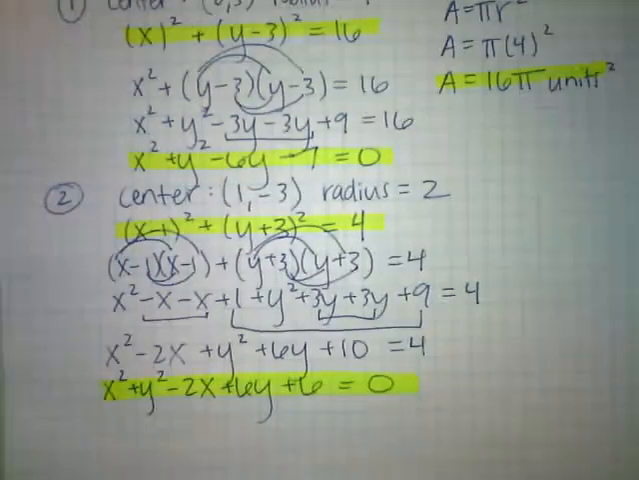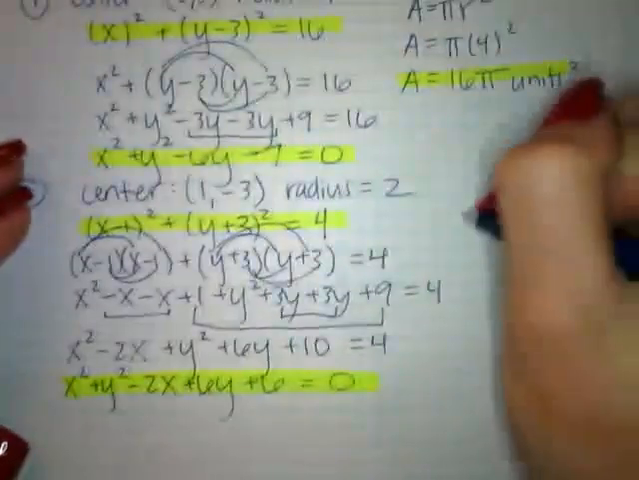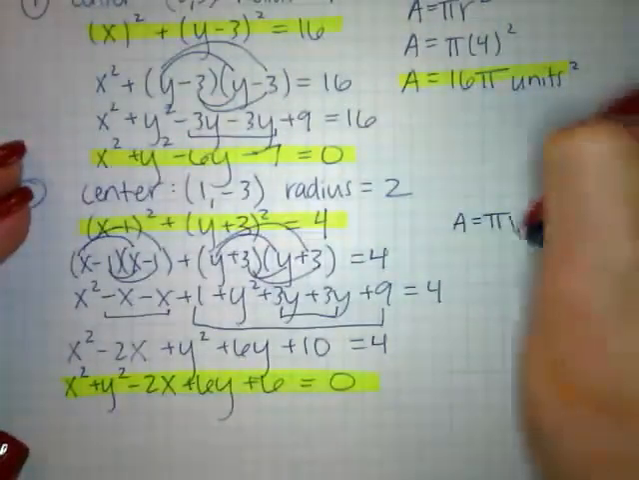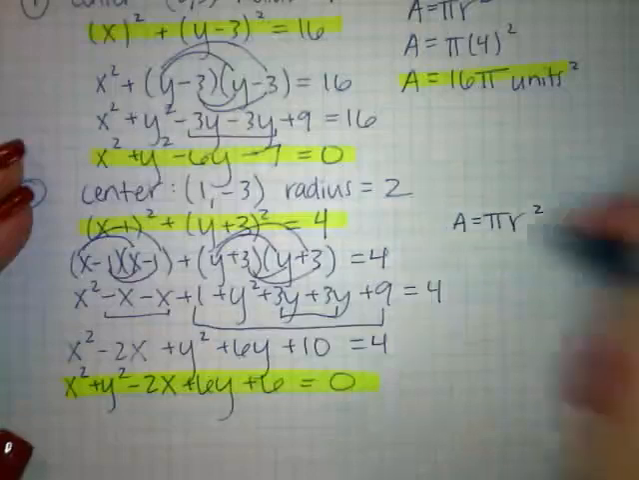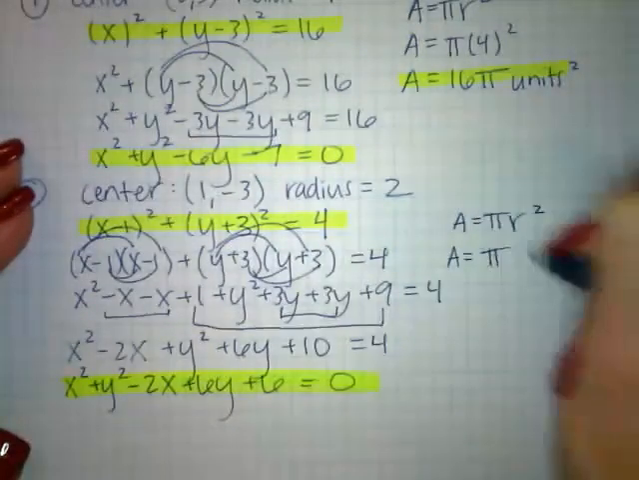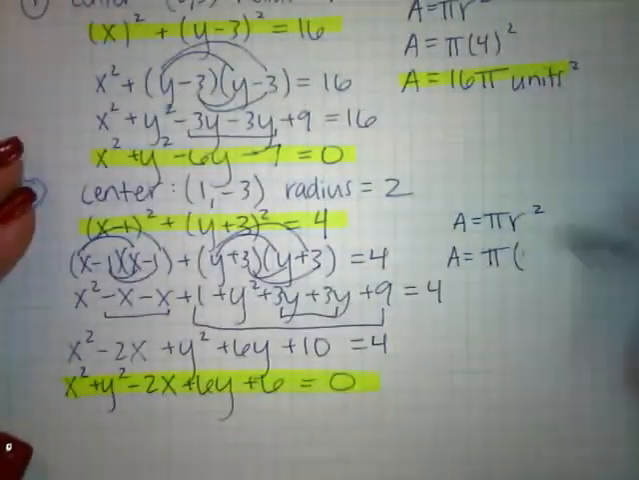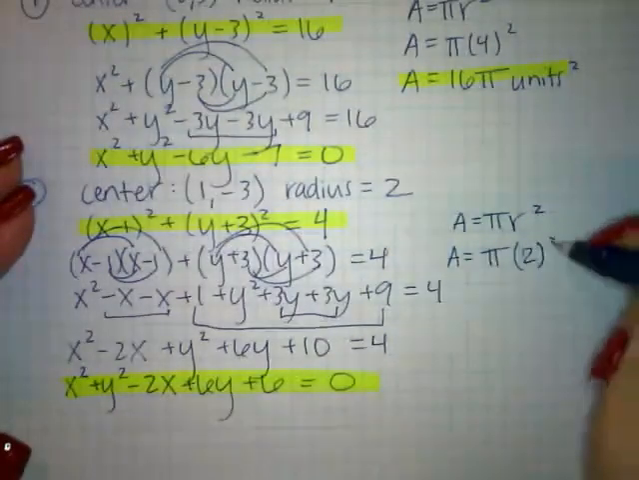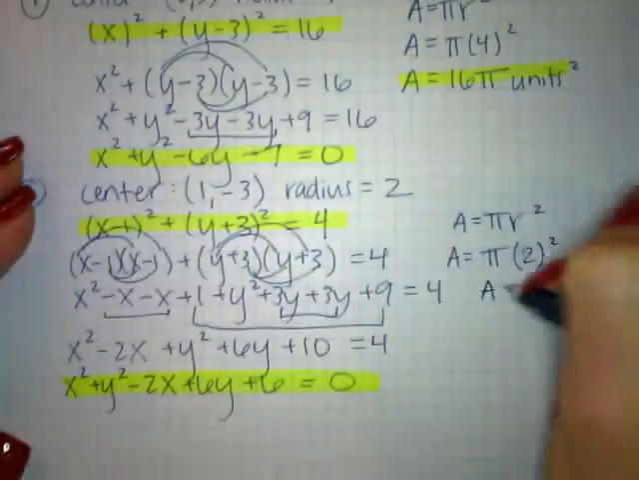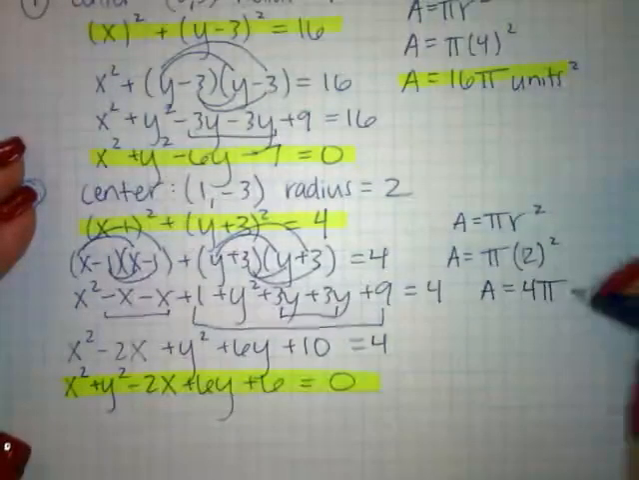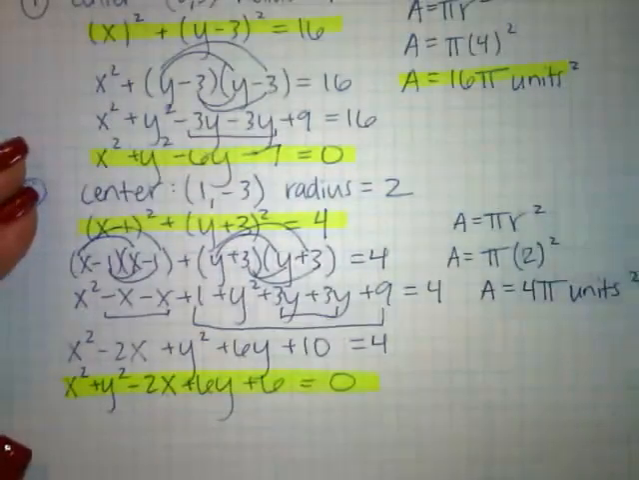The last thing it wanted us to find was the area, so I'll come off to the side. Area is pi r squared. Our radius is 2. 2 squared is 4. So the area is 4 pi square units.